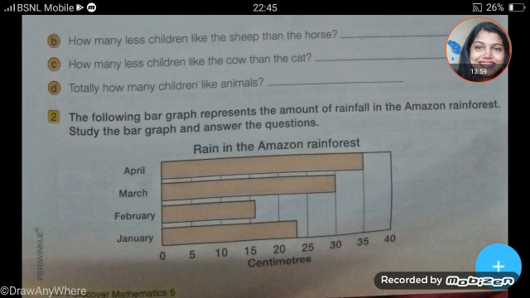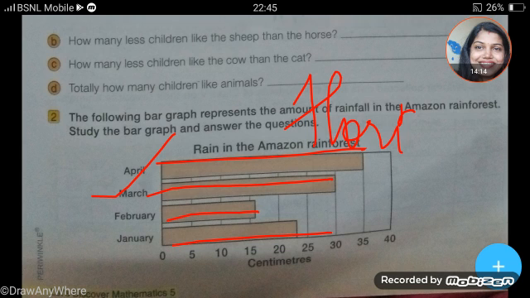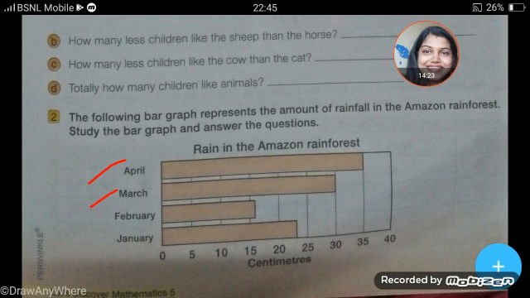So if you just see the second one, children, here, the following bar graph represents the amount of rainfall in the Amazon rainforest. Study the bar graph and answer the question. First of all, if you just see which type of bar graph, when it is horizontally drawn, we call such a bar graph a horizontal bar graph. The other thing is it's about the month and the rate of rain. You can just say what is the amount of rainfall during these months. So let us just find the questionnaire based on this.